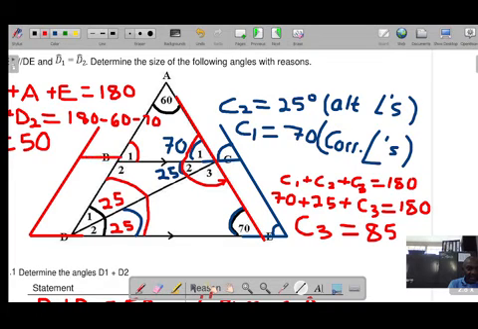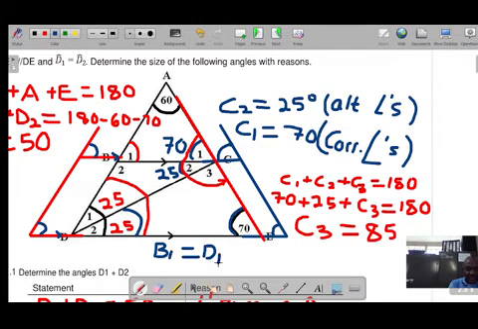I can see that my angle B1, this one here, is equal to this one because they are corresponding. Why? The lines are parallel. So it means that B1 equals D1 plus D2. Reason? Corresponding angles, and hence that is 50 degrees. So my B1 equals D1 plus D2.